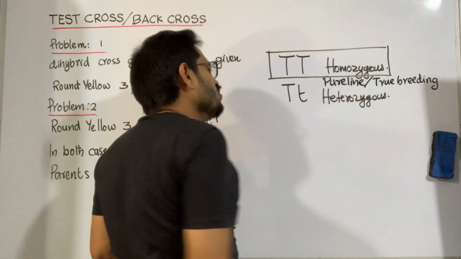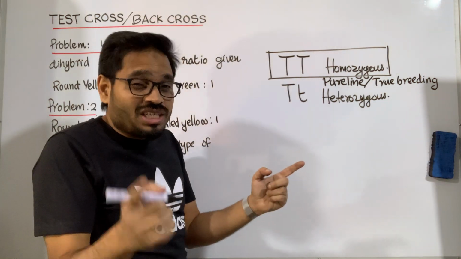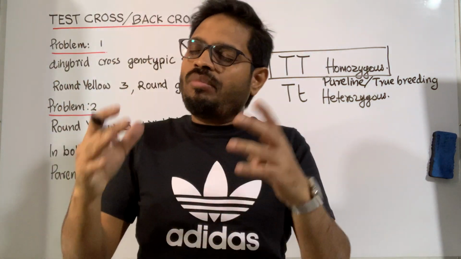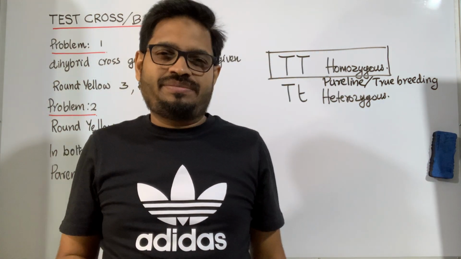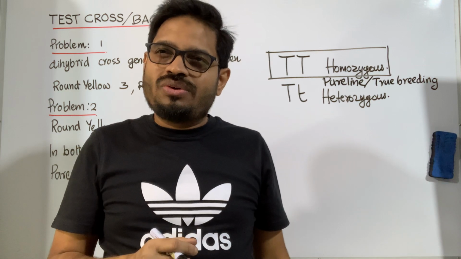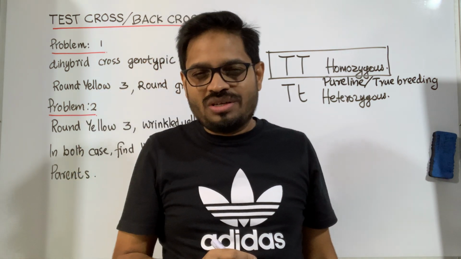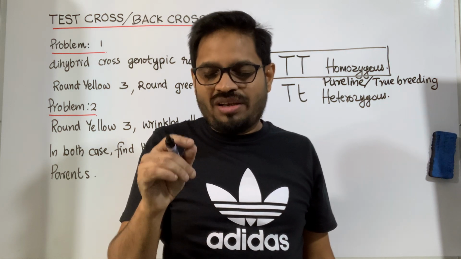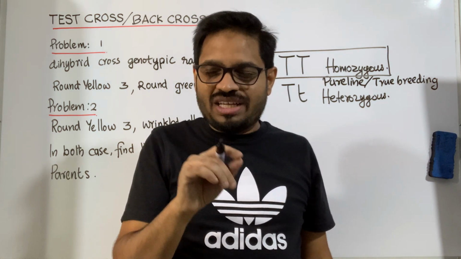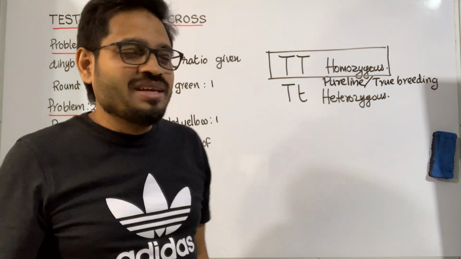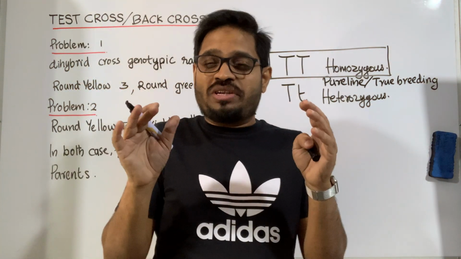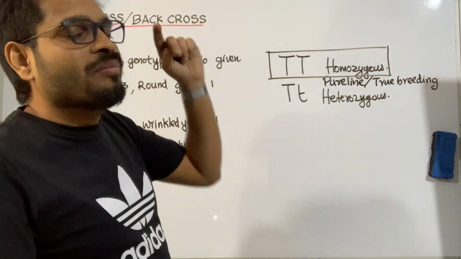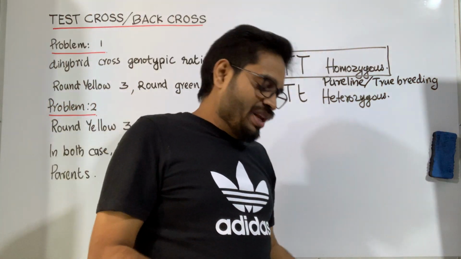Imagine that he used a tall plant which was capital T small t. Complete history could have gone somewhere else. So what is the mechanism he used to understand whether the tall plant is capital T capital T or with the alleles capital T small t? For that, he devised a special cross and he named it test cross or back cross. Let us check it out.